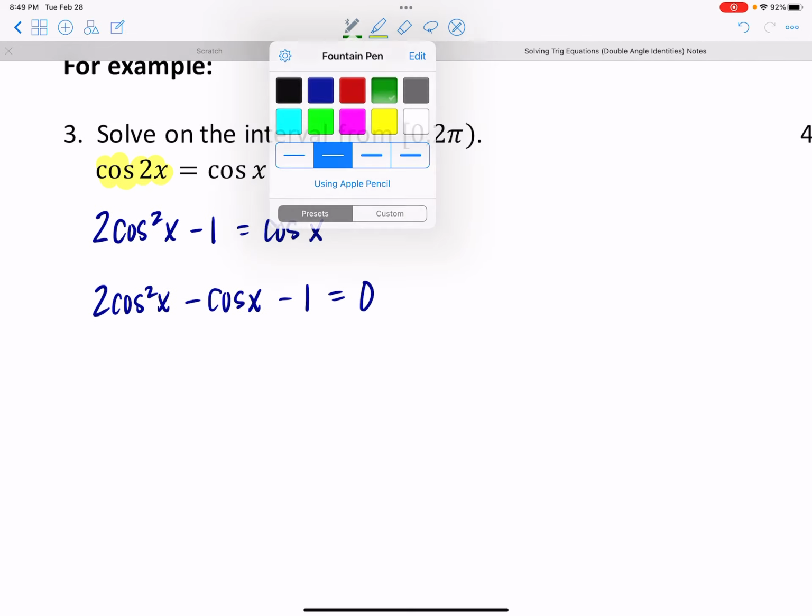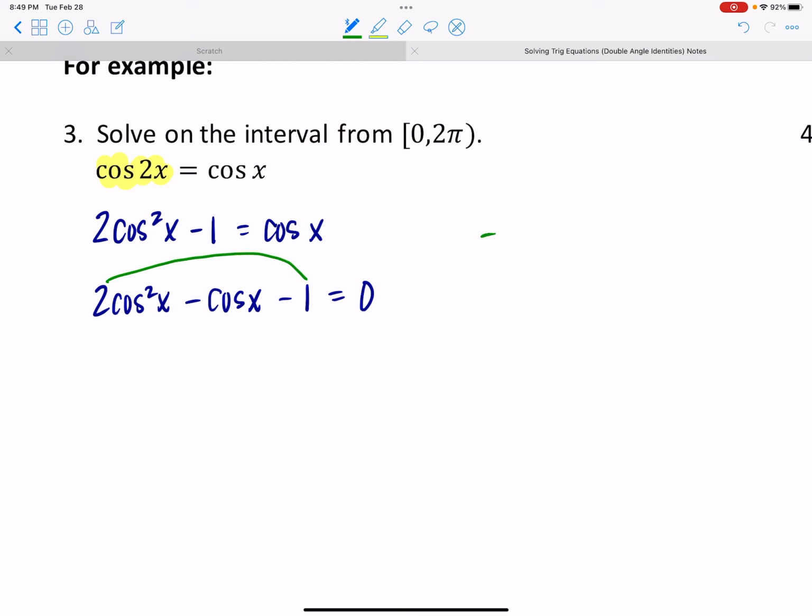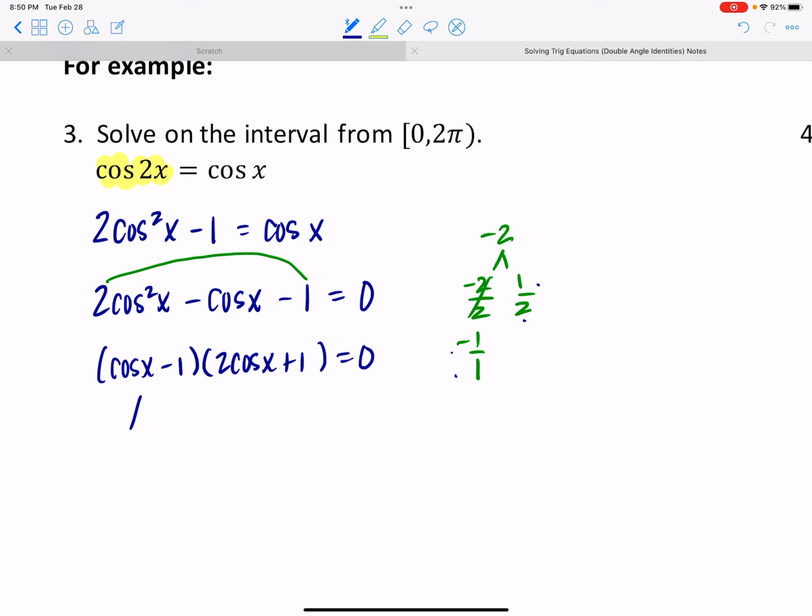And now I'm going to be looking for factors of negative 2 that make negative 1, like negative 2 and 1. I'm going to divide those by 2 and reduce. So this is going to factor into 1 cosine of x minus 1, and then 2 cosine of x plus 1. And now that we're in factored form, each of the factors being equal to 0 is going to get me my solutions. So where over the interval from 0 to 2 pi is my cosine of x minus 1 going to equal 0, or my 2 cosine of x plus 1 going to equal 0?